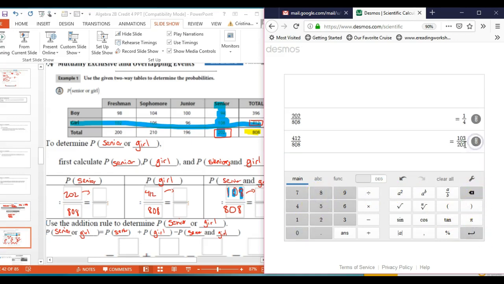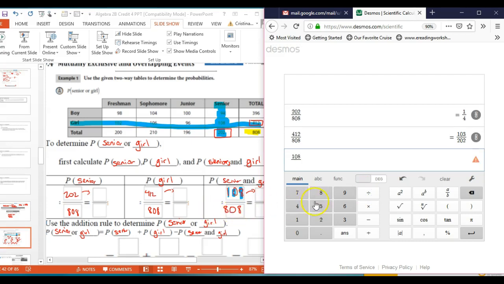And, oh, I want to change that into a fraction, 103 over 202. And last but not least, 108 divided by 808. Let's put that as a fraction. That's going to be 27 over 202. Let's go ahead and record that here.